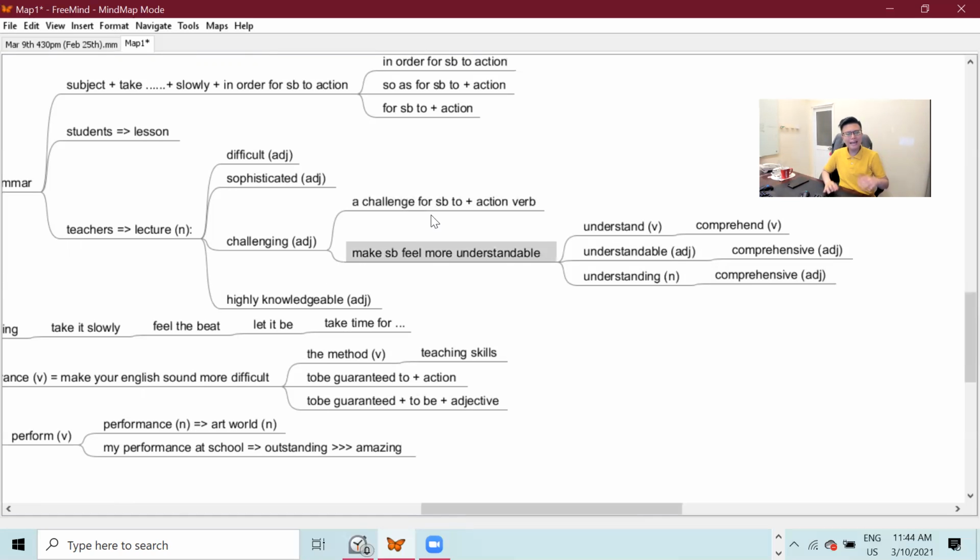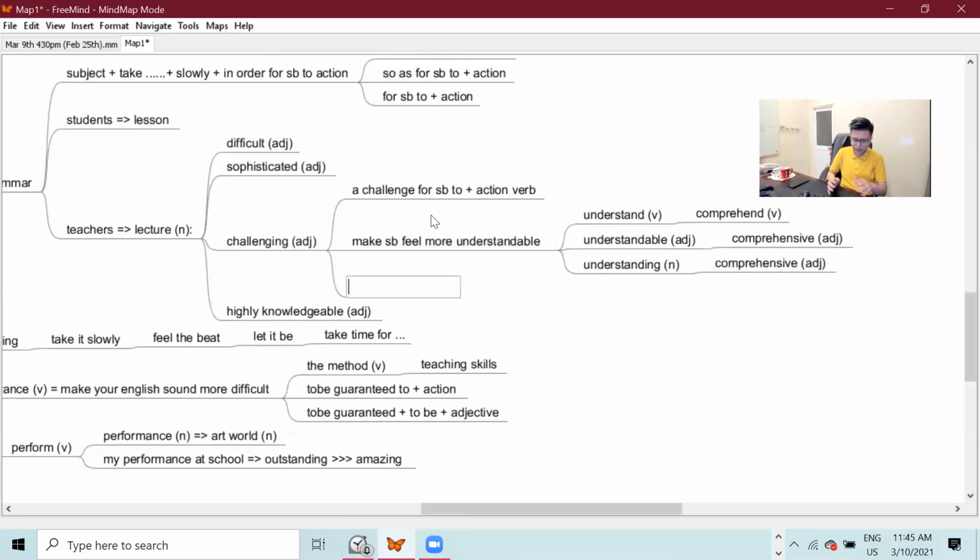For example, make myself feel understandable. Very good way to use. But the word understandable doesn't come from you. The word that comes from you is understand. You say that make me feel more understand, but unluckily the word more is only used for adjectives in English. More how, more what. Okay, for example, so here understand, understandable, understanding.